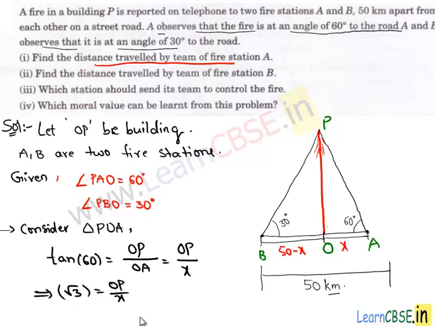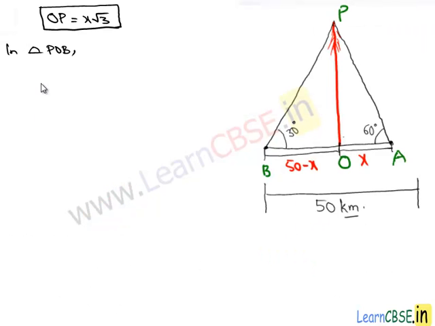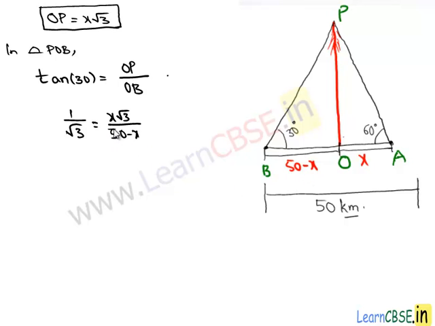By transposing x, we have the height of building, which is x times √3. Now we consider triangle POB and substitute the value of the height of building, which is OP. Here tan of 30 degrees is the ratio of perpendicular to its base, that is OP upon OB. Here tan of 30 degrees is 1 upon √3, and we have already got the value of OP, which is x times √3, and OB is 50 minus x. So let's solve this for x.